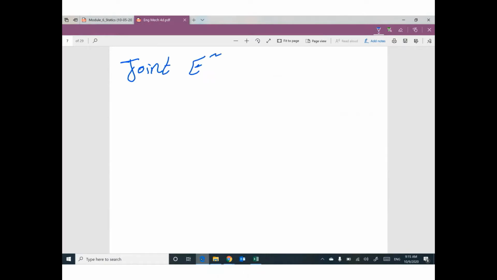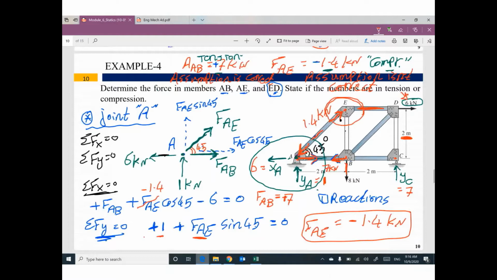Please make sure you include everything at joint E. Everything intersecting at joint E. What do you have? We have this force. Looks like this. How much? 1.4.